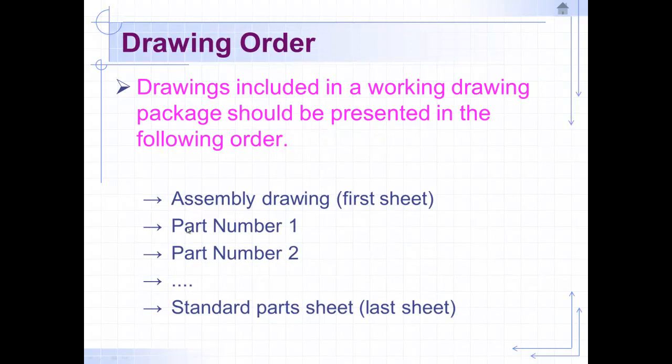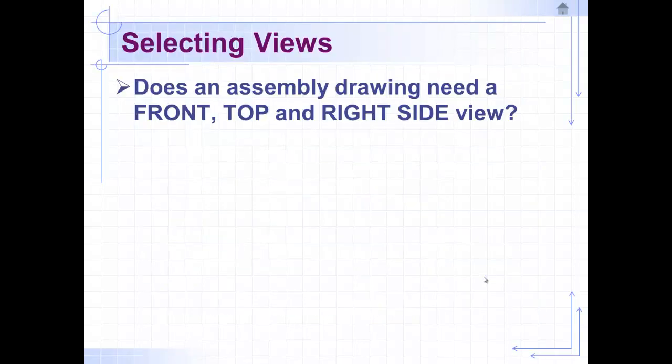As you notice, we have the cover sheet, which is the assembly drawing, followed by each one of those parts that we need to manufacture, and the last sheet will be the standard part sheet, and you're going to see how they actually appear in a second. Okay, so let's go through it.